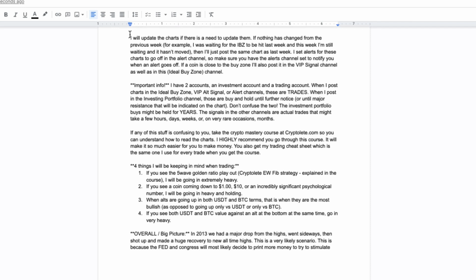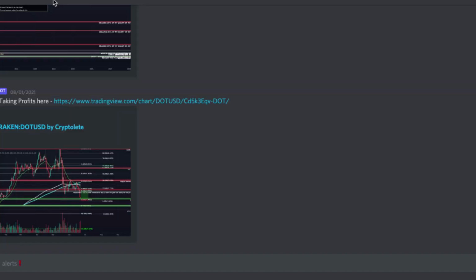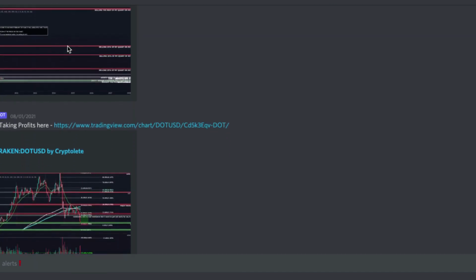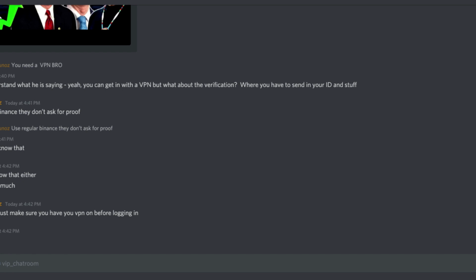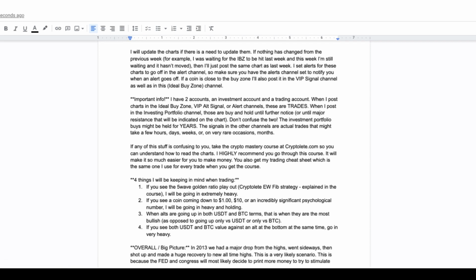Next, I will update the charts if there is a need to update them. If nothing has changed from the previous week, for example, I was waiting for the ideal buy zone to hit last week, and this week I'm still waiting and it hasn't moved, then I'll just post the same chart as last week. I set alerts for these charts to go off in the alerts channel, in the Discord group right here. You can see I have alerts down here. I have different alerts, quants, all this stuff, and I post those in the alerts channel for anyone who is part of the VIP.